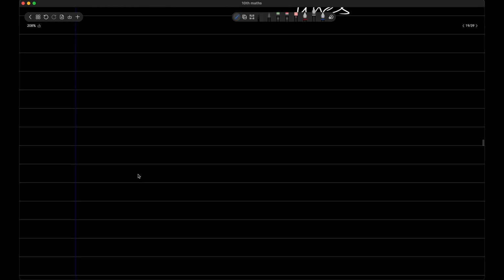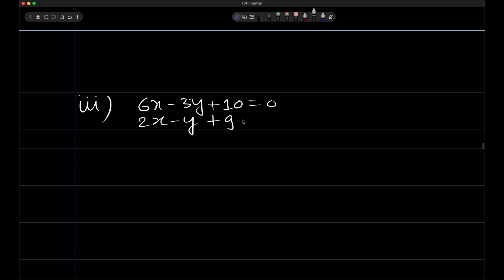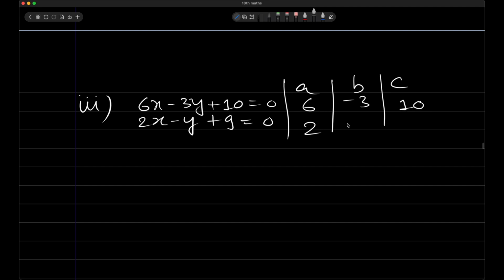Part 3 is, the equations of the lines are 6x minus 3y plus 10 equals 0 and 2x minus y plus 9 equals 0. A, B and C for the first line are 6, minus 3 and 10, and for the second line they are 2, minus 1 and 9.